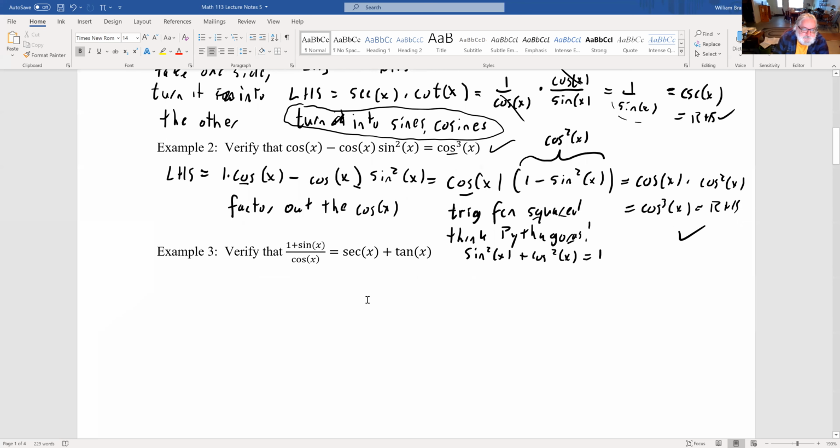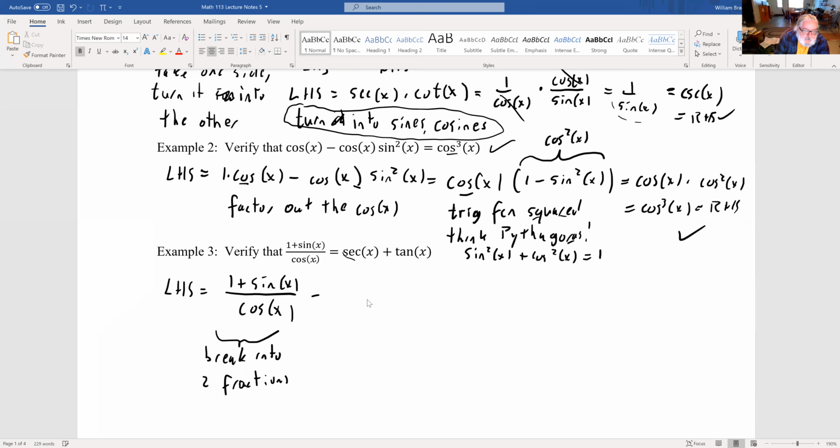What about this thing? Well, secant x, tangent x, 1 plus sine x over cosine x. Fractions like to be simplified if you can. So we'll start with the left-hand side, and we'll say that this is 1 plus sine x over cosine x. What do we do with a plus there? We can break this into 2 fractions: 1 over cosine x plus sine x over cosine x.